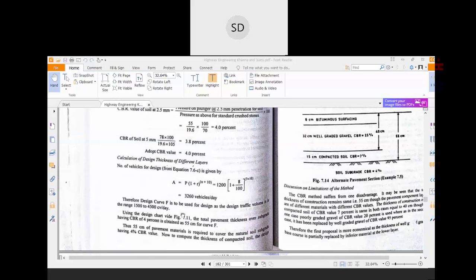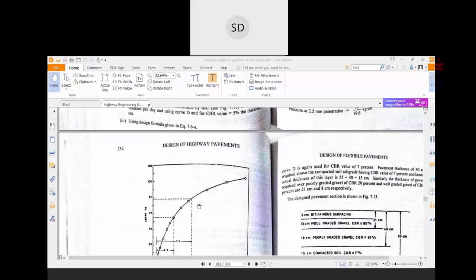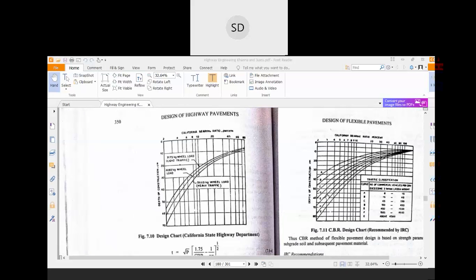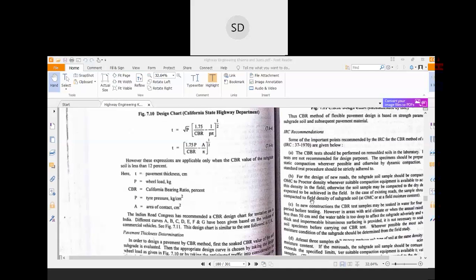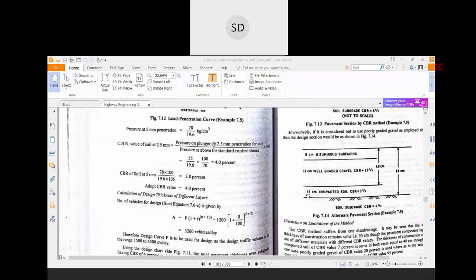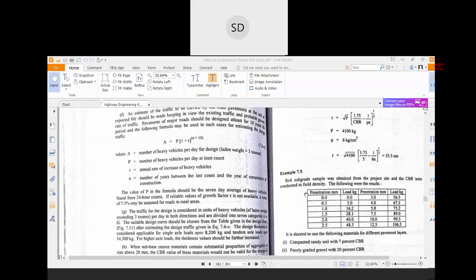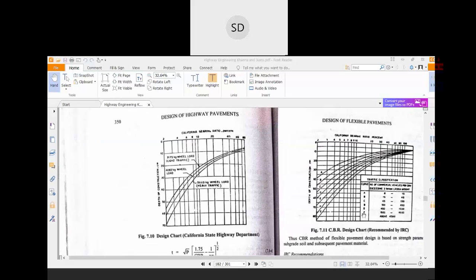Now, using this, you have to find out which curve you have to follow. In this regard, you have to follow this curve, and you see in the curve there are different curves given, A, B, C, D, E, F, G, that are based on the different traffic conditions. You can see from your data that your total traffic over here is 3260 vehicles per day. So your design curve F should be followed, because F corresponds to a vehicle number of 1500 to 4500.